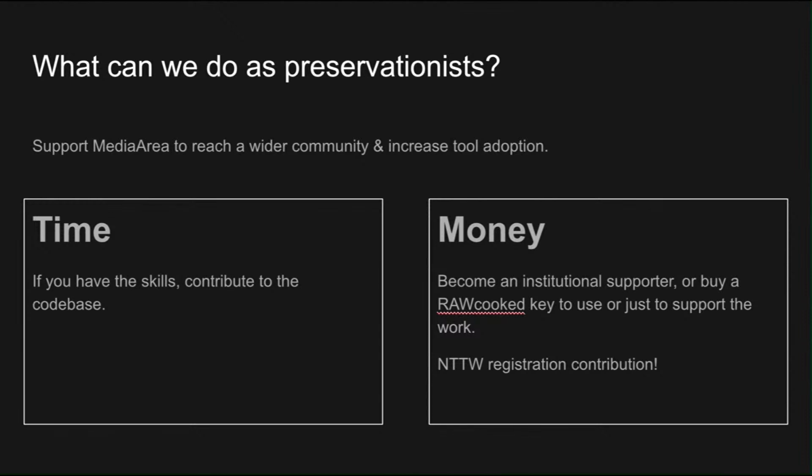Additionally, planning these conferences takes work, and you can be more active as a No Time to Wait conference volunteer. We can also contribute financially by attending No Time to Wait and paying the voluntary registration fee. And if our institutions have benefited from the tools, we can show our gratitude and support to the open source community by buying a RAWcooked key, even as a tribute, if an annual supporter designation is not something you and your institution want to commit to.